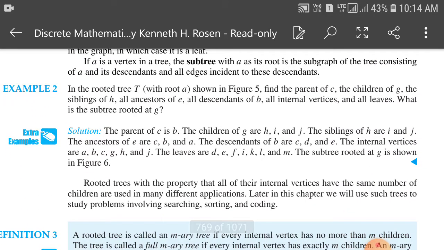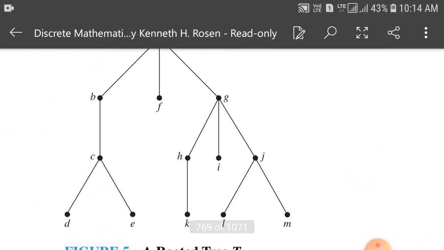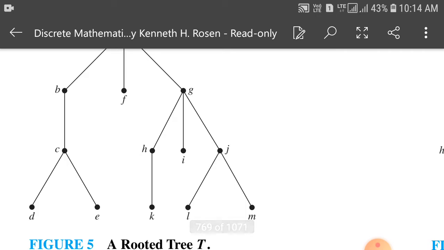Next we will find the children. How do we find the children? For example, the children of G are H, I, J. Observe, there is a directed route from G to these vertices, so that's why these are called the children H, I, J. Of course, F is not a child of G and C is not a child of G, because there is no directed route from G to C. You have to go below only, not above.